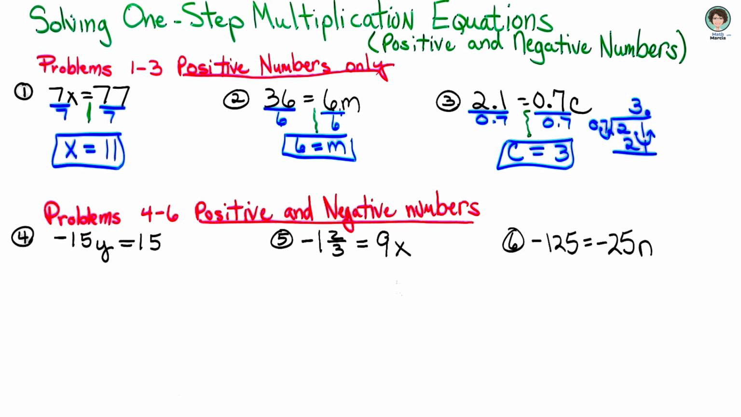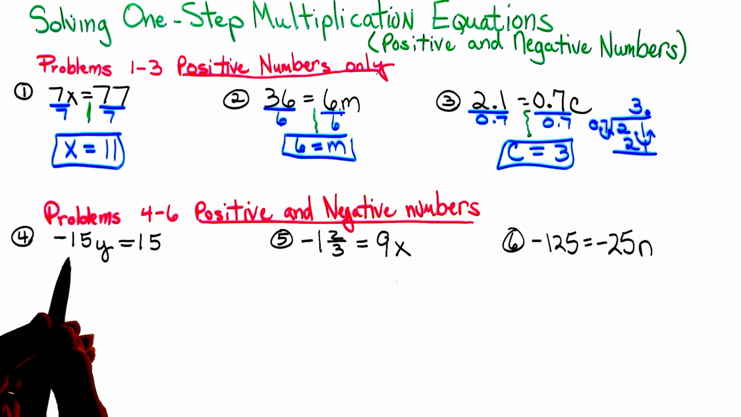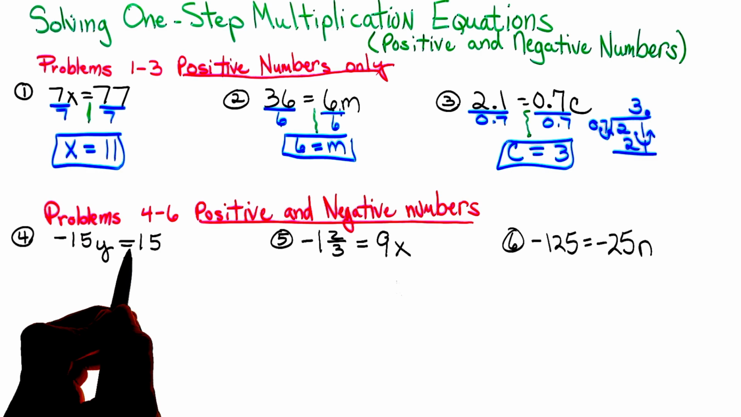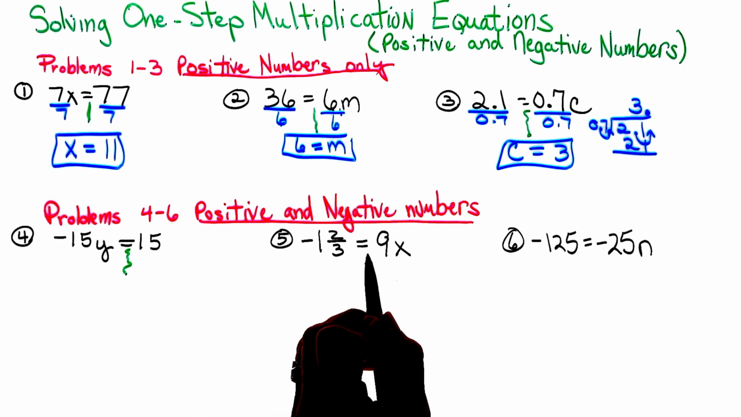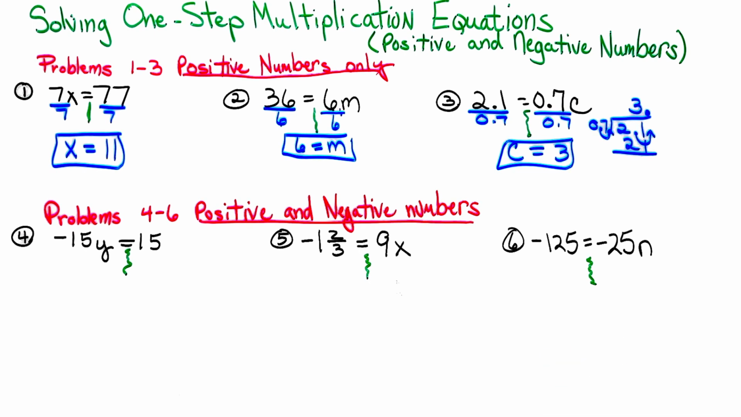Okay, well, let's look at the next ones that have positive and negative numbers. It's negative 15y equals 15. And I'm going to go ahead and do my little separation. I think I'm going to do it for all of them so I don't forget, because as I'm working the problem, sometimes I forget to write it.